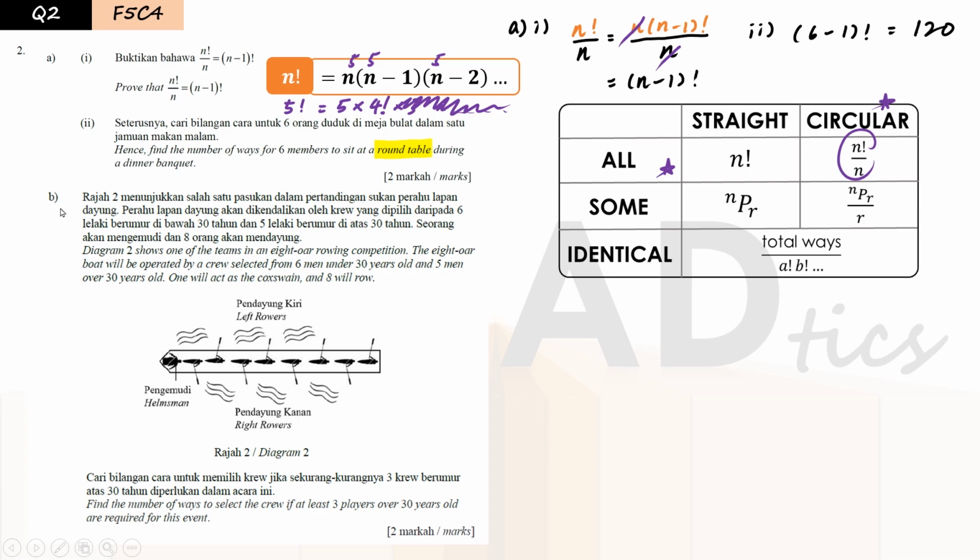Alright, moving on to part B, we have a rowing competition, and one of the teams, they have 6 men which are under 30 years old and 5 men which are over 30 years old. Alright, so they need to form a crew where 1 will be the coxswain and 8 will be rowing.